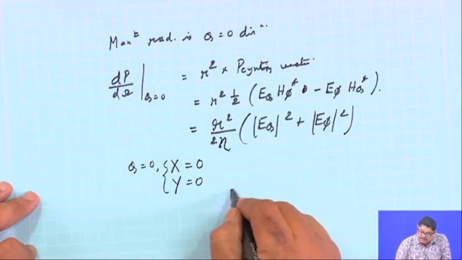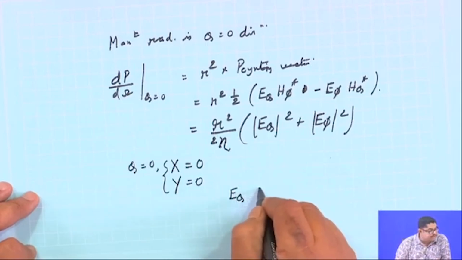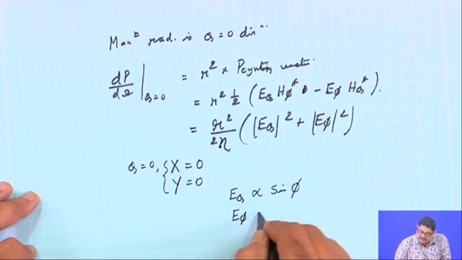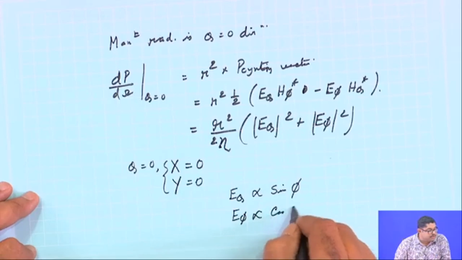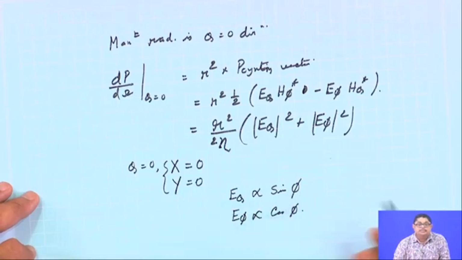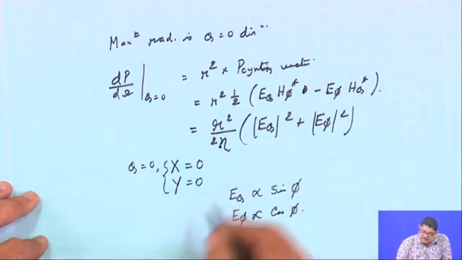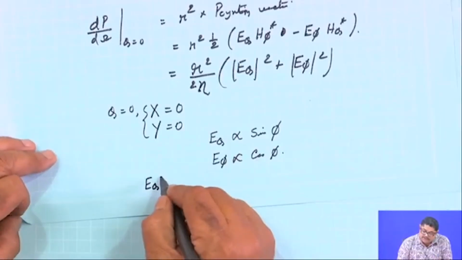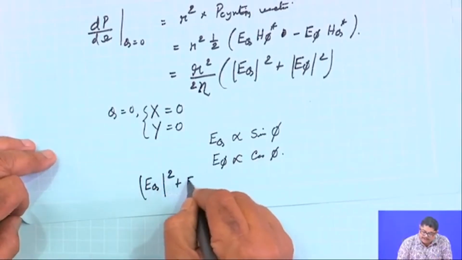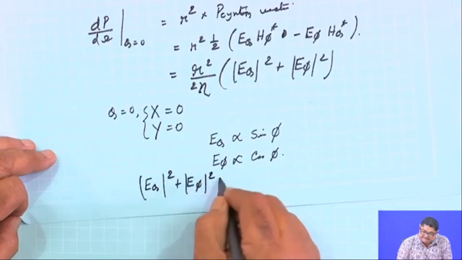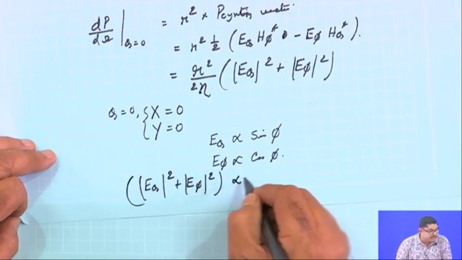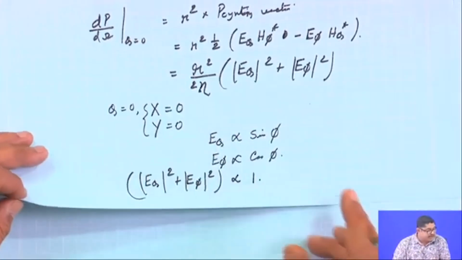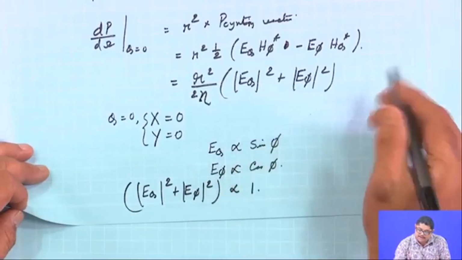So, E theta expression, if you see, is proportional to sin phi, and E phi expression is proportional to cos phi. So, now you can find out E theta square plus E phi square. This thing will be proportional to 1. That means no phi variation. Okay. So, then you can put it here.